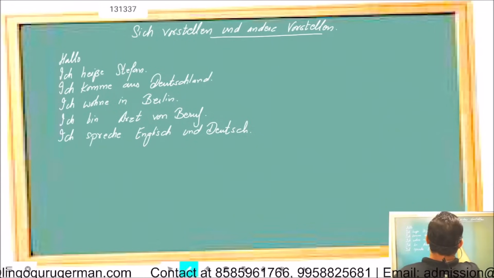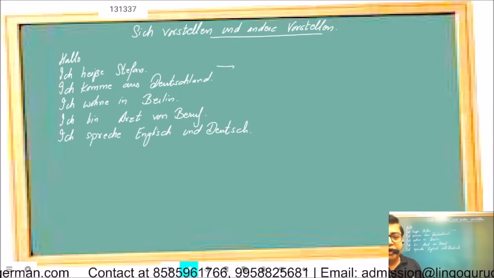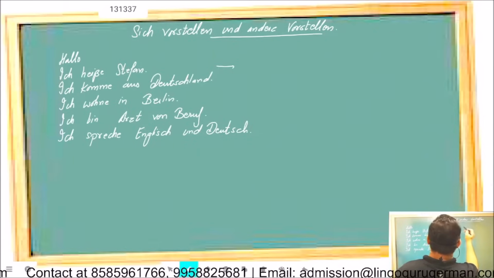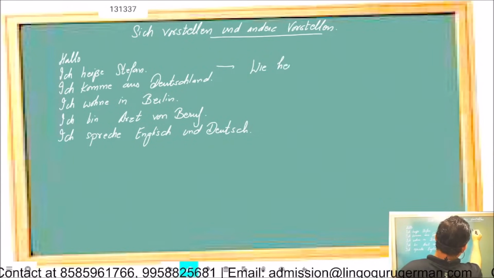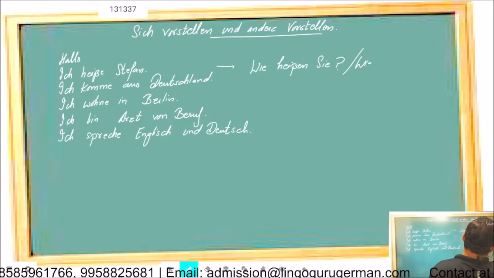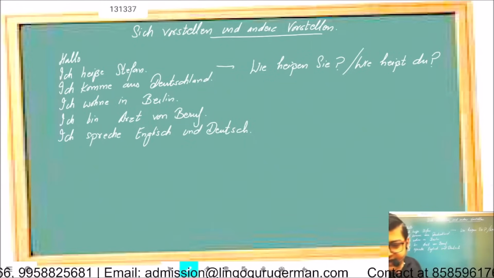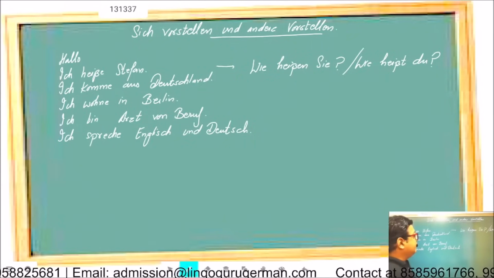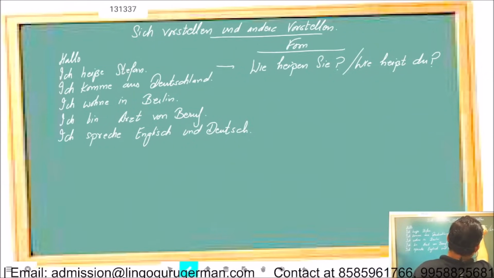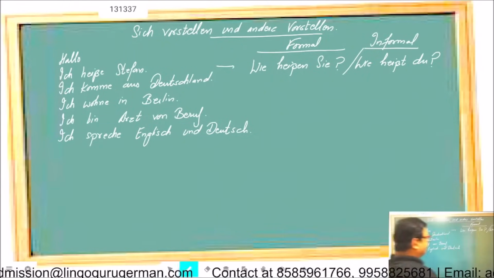Now, how do we ask these questions to others? If I am introducing myself to someone, how will I ask what's your name, where he comes from, where he lives? So, ich heiße Stefan. Wie heißen Sie? Or wie heißt du? It's wie heißen Sie or wie heißt du? That is the formal, and that's the informal. So I'll just write the formal way of asking or the informal way of asking the question.